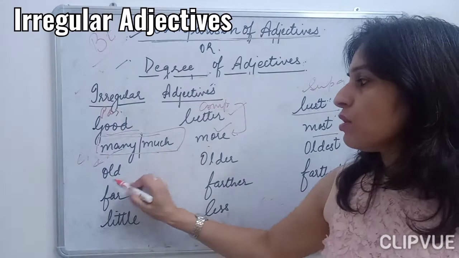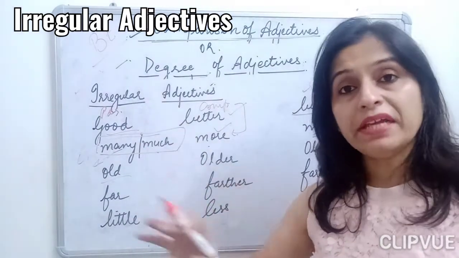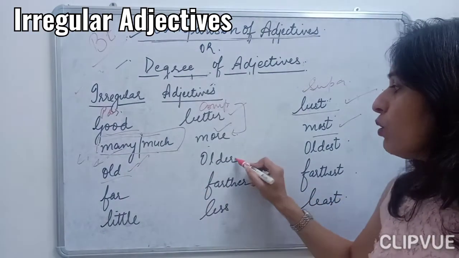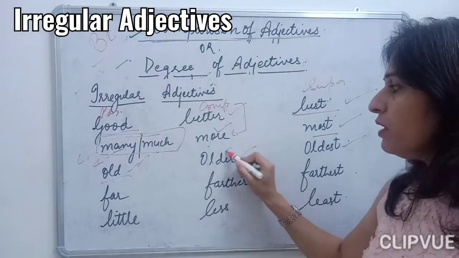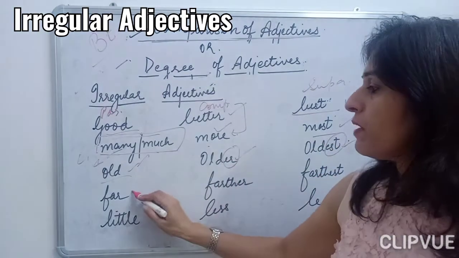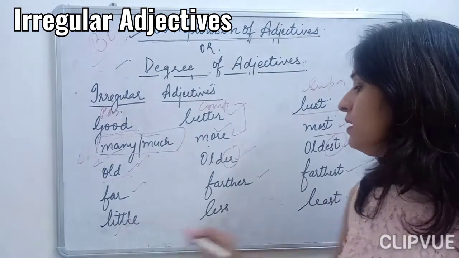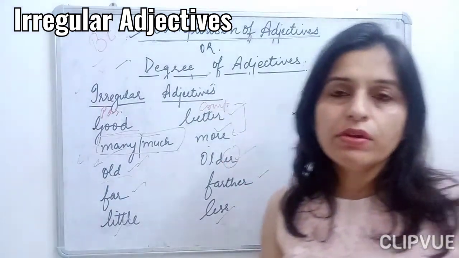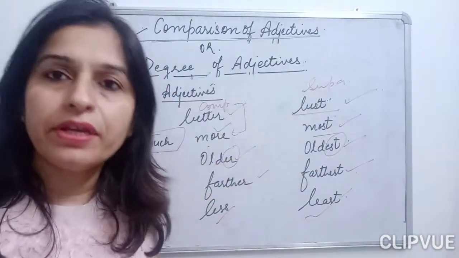Okay. Next, old means buzurg. Or you can say something which is old. A building is old. That kind of thing, there also we can use this term. Old, older and oldest. Here they are not irregular, like older and oldest. Okay, next far, farther, farthest, little, less and least. So here they are the irregular adjectives, children. Okay, so this we have done, irregular adjectives.